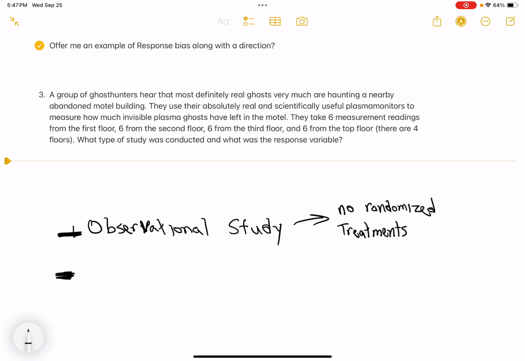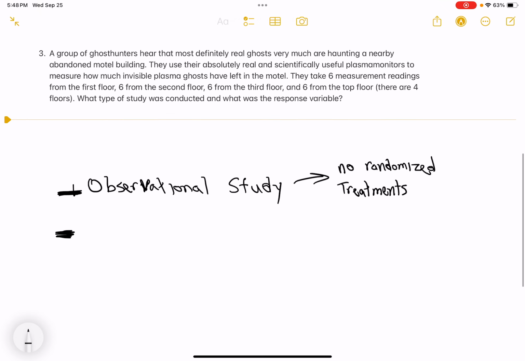In this study, they did do a great job of going to every single floor. And if you made the mistake of feeling this was an experiment, you might have said, well, they blocked based on floor level, and that would be true if it were an experiment, but they didn't actually run a treatment of any kind. There was no randomization either, except maybe that they said they took 6 measurement readings from the first floor, but it didn't say if they were randomized. Ostensibly, they were, right? But for these reasons, we should know this is an observational study. Wonderful, wonderful, wonderful. You can hear my little guy joining us in the fun.